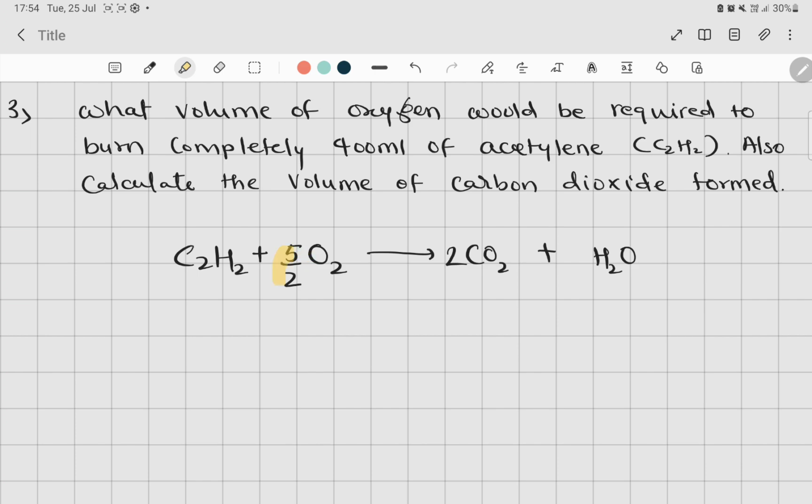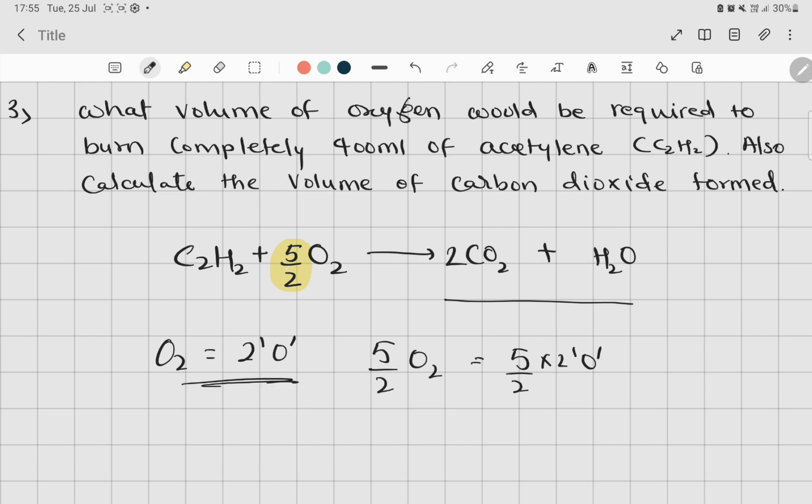The most common question that arises is, sir, why 5 by 2 and not 5? The answer is very simple, dear. We require 5 oxygen atoms, and not 5 oxygen molecules like 5O2. We require 5O and not 5O2. O2 means 2O. So if I am saying 5 by 2 O2, that means 5 by 2 into 2 times O. This 2 and this 2 get cancelled, and I have nothing but 5O.